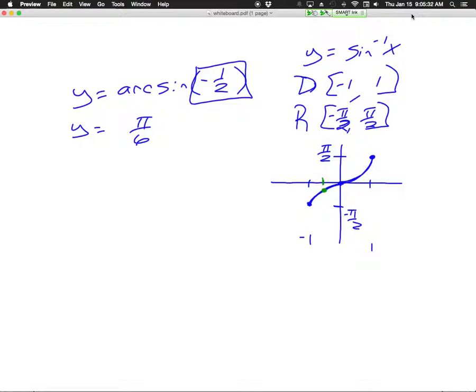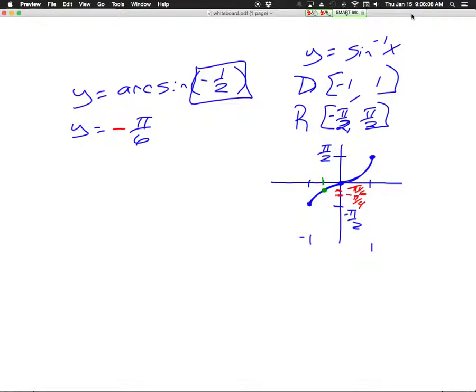So here's the deal. If this is pi over 2, or if this is negative pi over 2, what would be halfway between these two? Pi over 4. So halfway would be negative pi over 4. What comes just before negative pi over 4? Pi over 6. So right here is going to be negative pi over 6. So what does my answer need to be instead of pi over 6? It needs to be negative pi over 6.